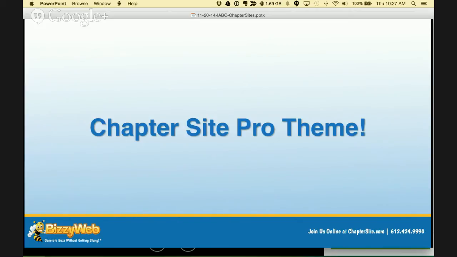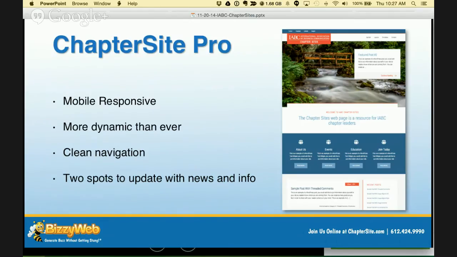So that said, one of the other things that's exciting about what BusyWeb is doing, at least as far as chapter members and folks that are looking to update their chapter site, is that we are now rolling out new versions of brand-friendly IABC chapter themes. So what we're doing for you is rolling out new stuff, and we're going to do that once a quarter. The fourth quarter chapter theme is Chapter Site Pro, and so here's that theme.